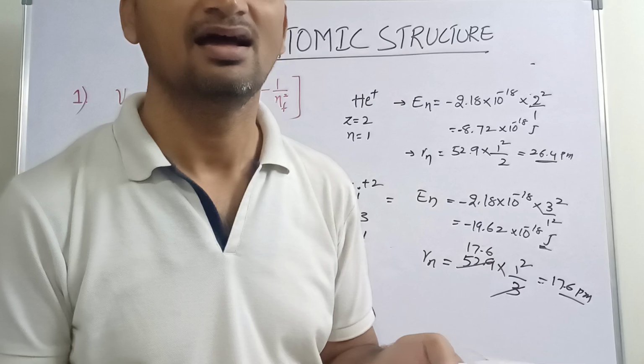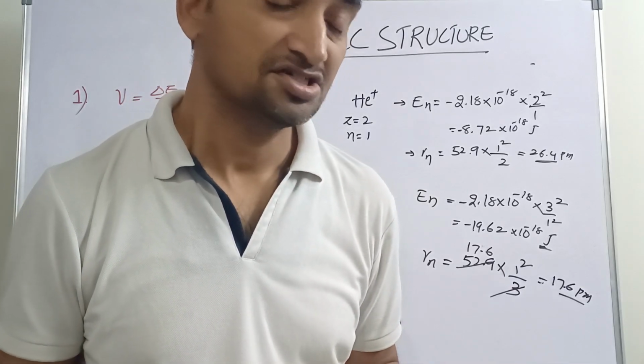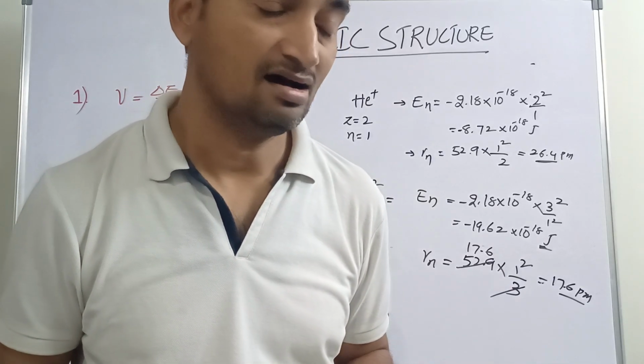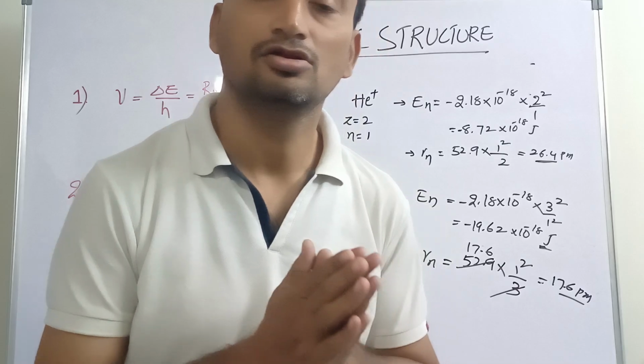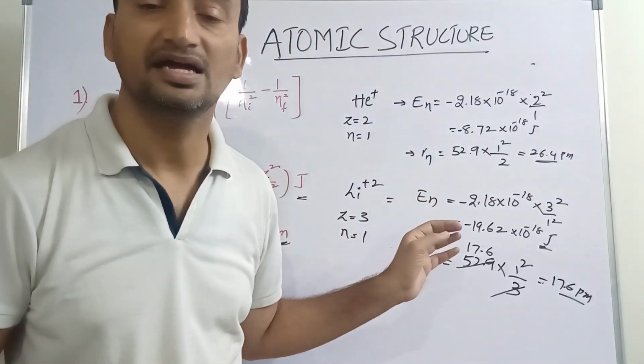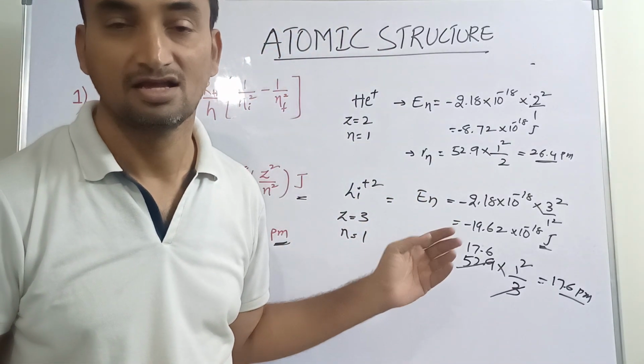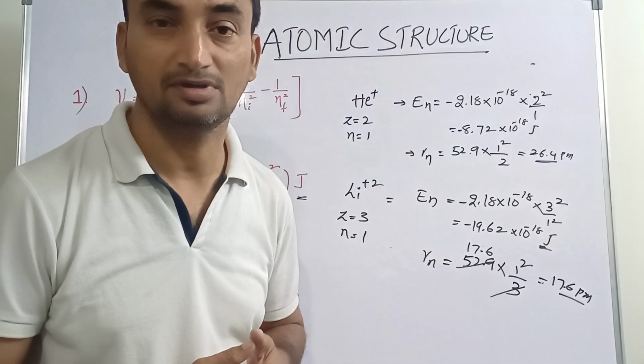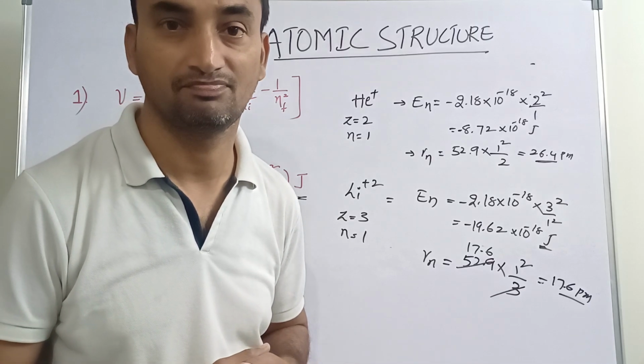So like this, from atomic structure 3 questions were asked. All the 3 questions that were asked are from NCERT books. So if you are able to attempt 3 questions, that means 12 marks.